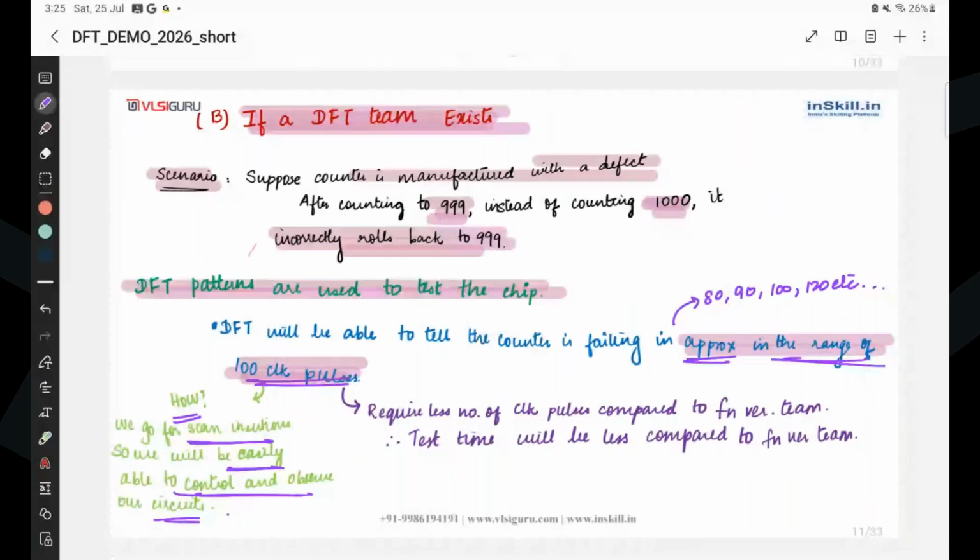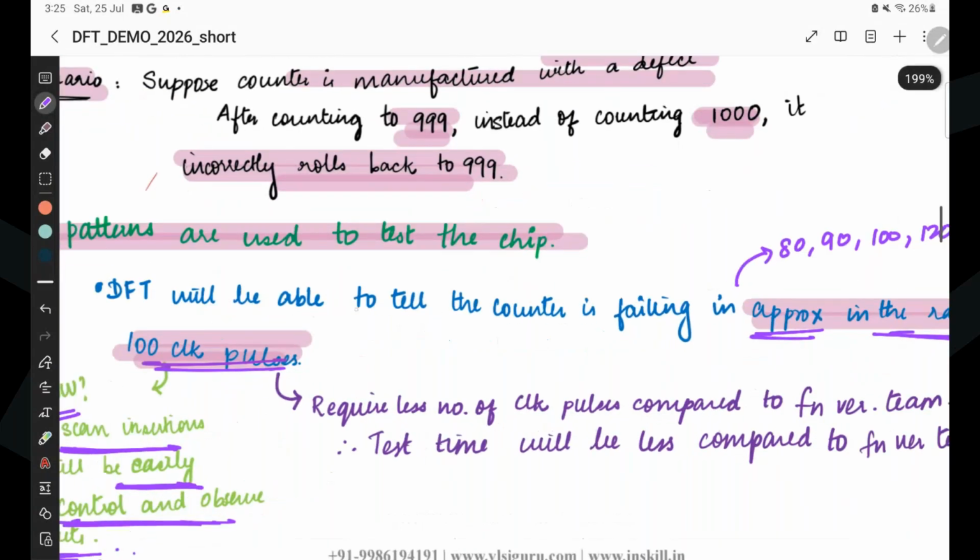So how is the DFT team able to tell that the counter is failing approximately in the range of 100 clock pulses itself? It is because we will be going for a technique called scan insertion, because of which we will be easily able to control and observe our circuit. Can anyone tell, how many clock pulses did the functional verification team require in order to tell that the counter is failing in this particular case?